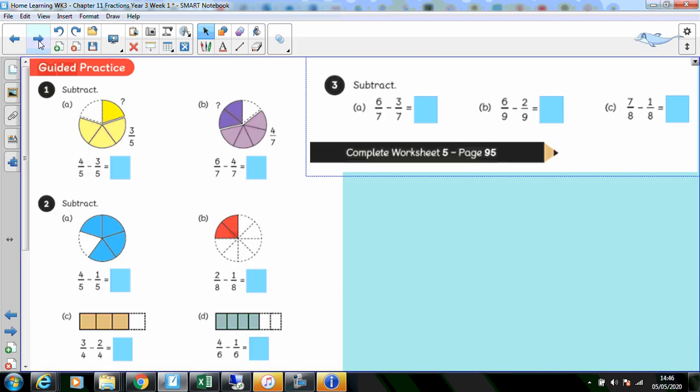Here's our guided practice. Each time we're being told what kind of fraction we're looking at, remember to talk to somebody at home with you about your ideas and your thinking as you work this through. Pause the video now while you have a go. Well done. Did you manage to draw any representations for question 3? Let's have a look at the worksheet now.